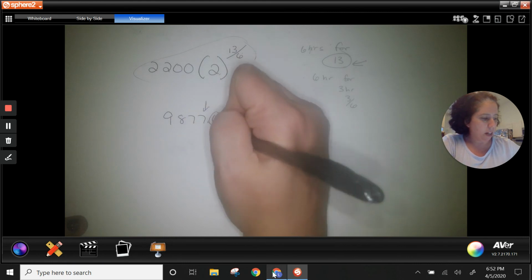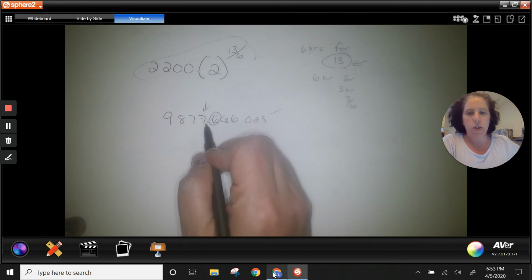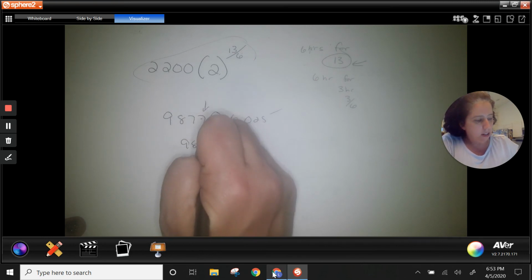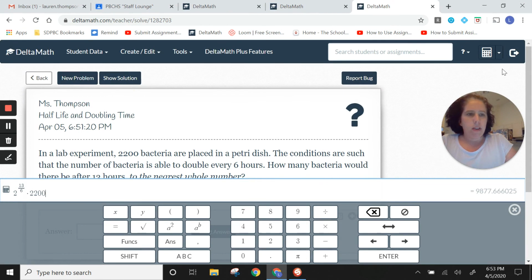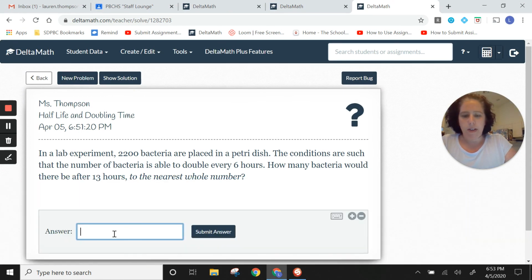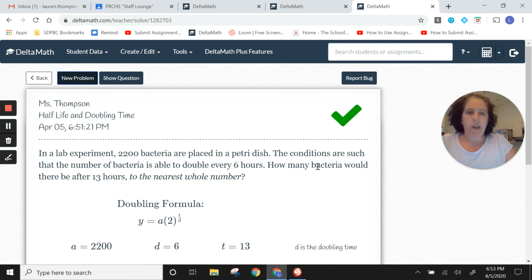So up. So we're going here. So again, that 6 is going to make this jump. Remember, 5 and higher, this jumps. 4 and lower, this stays the same. So 9,878. Okay, let's go back. Close out the calculator. 9,878. Submit the answer. Yes, and we got it right.